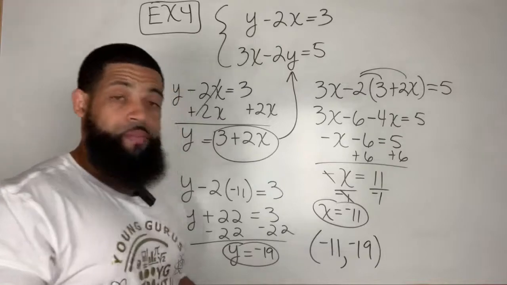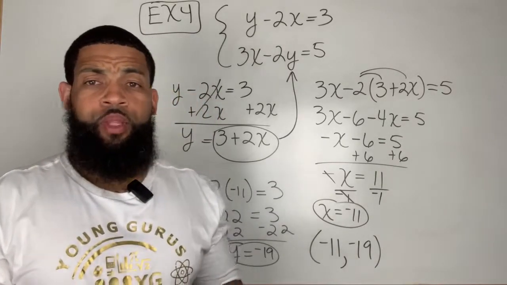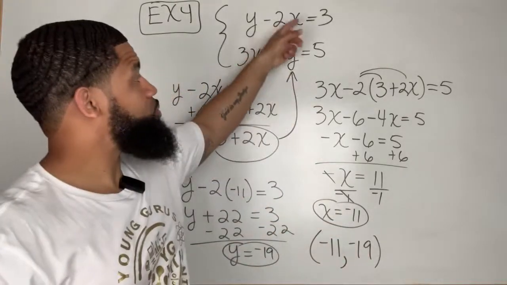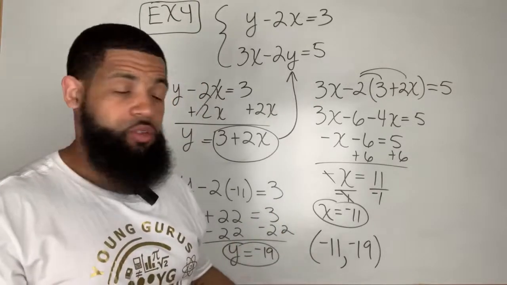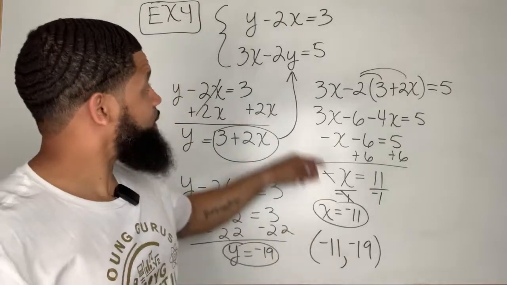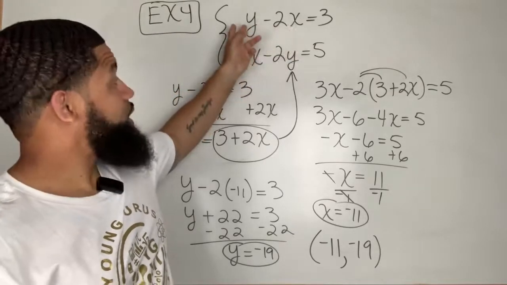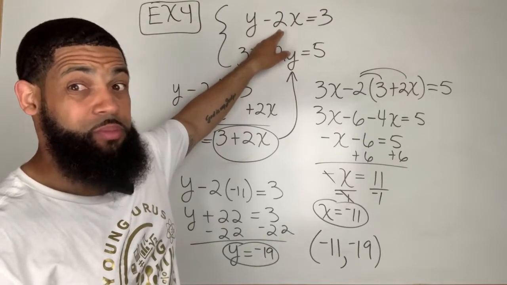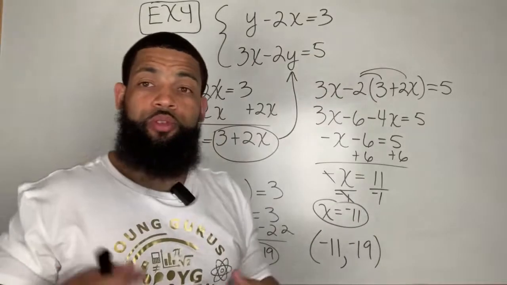And always remember, whenever we solve these systems of equations, you can plug this x and y value back into both equations and it should calculate out to the same value on both sides. So for example, negative 19 minus 2 times negative 11 is negative 19 plus 22, which does equal 3.